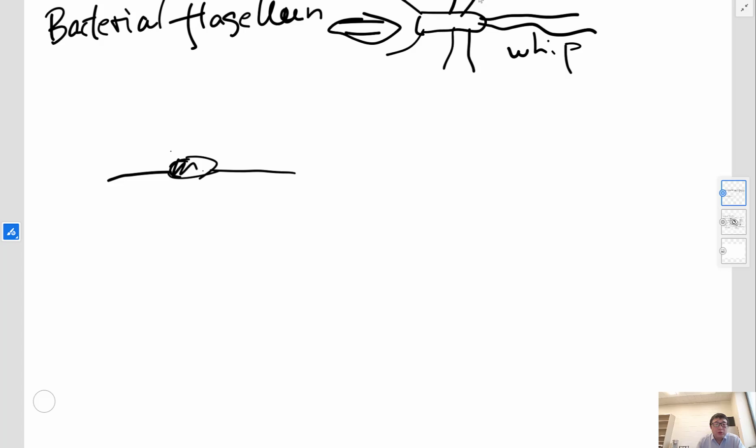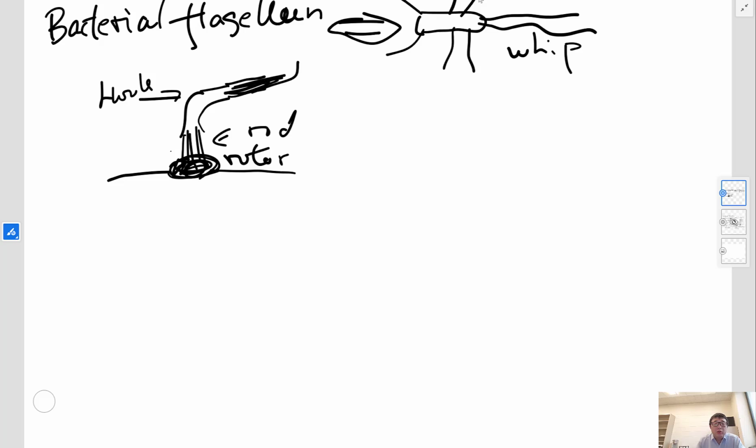This is called a rotor, the rotor of a flagellum. Above the rotor there's a rod, and there's a hook. Beyond the hook there's a long flagellum going out. Then there's the power that drives this rotation, which rotates based on the rod.